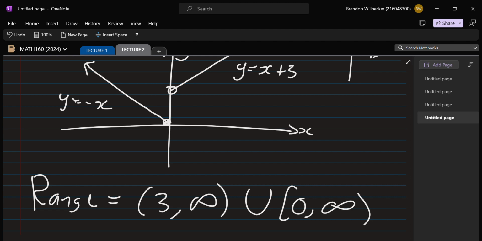Okay, so the union, where would the interval start for the union? Will it start from 3 or will it start from 0? 0. Where does it end up? Infinity. Good.